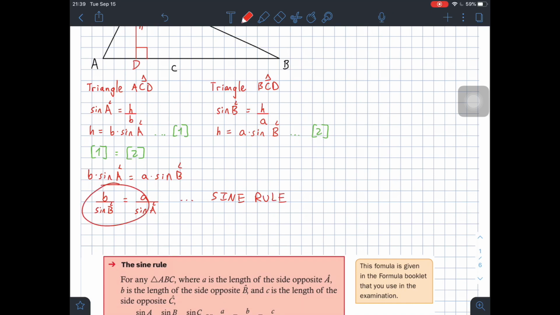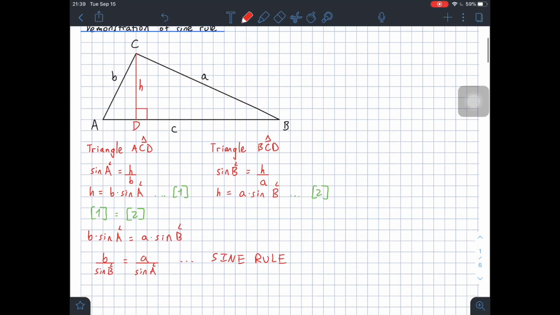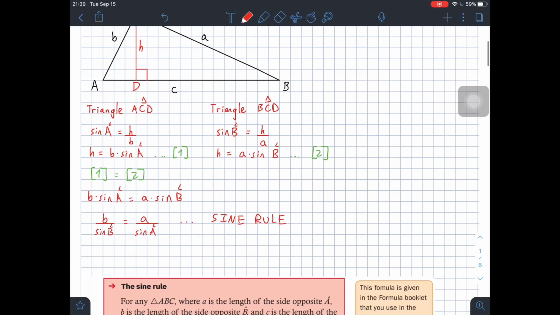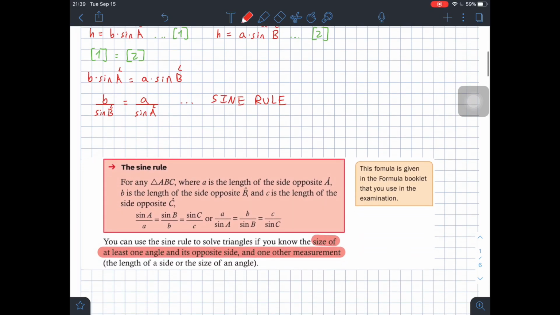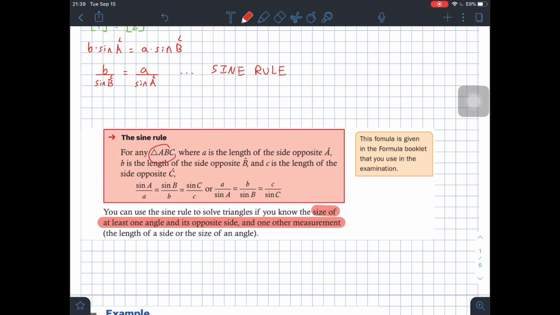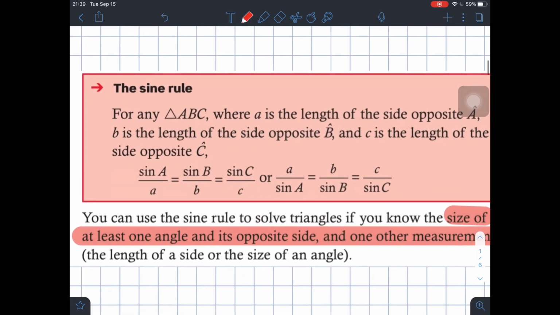Okay, so this is where it comes from. You see that it's very easy to demonstrate where it comes from. So let's scroll down here. It says the sine rule. For any triangle ABC, where A is the length of the side opposite to angle A, B is the length of the side opposite to angle B, and C is the length of the side opposite to angle C, then this is the sine rule, right?